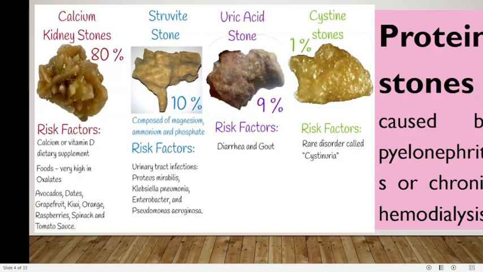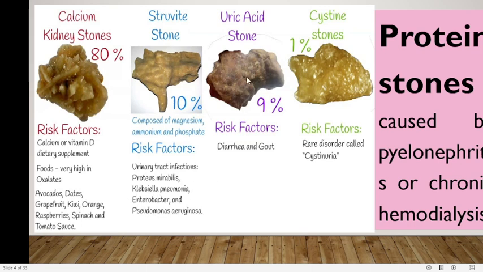Great. So guys, we can see the different types of the stones. We have the kidney stones, majorly made up of calcium, around 80%. Okay, risk factors include calcium or vitamin D dietary supplements and foods very high in oxalates like avocados, grapes, oranges, spinach, tomato sauce. You have around 10% forming the struvite stones, composed of magnesium, ammonium, and phosphate. Major risk factors being the UTIs, okay, infections.